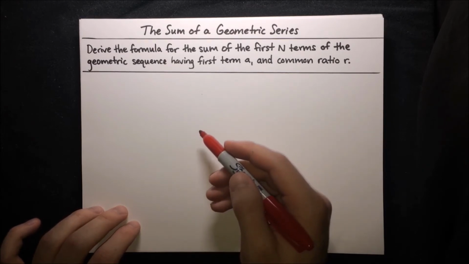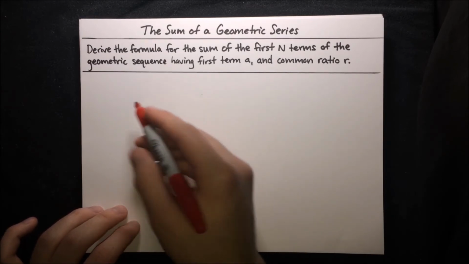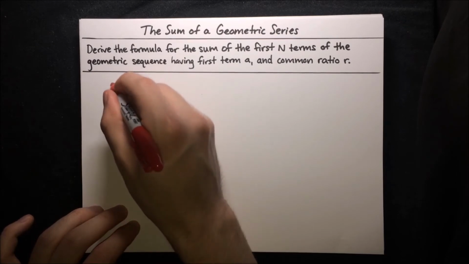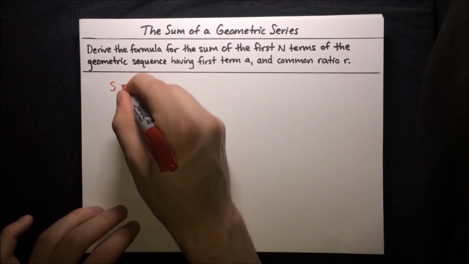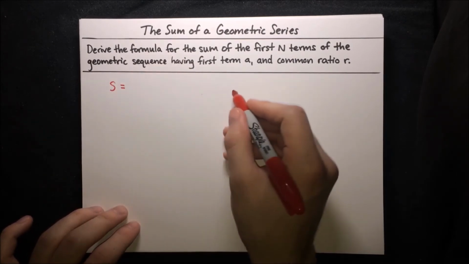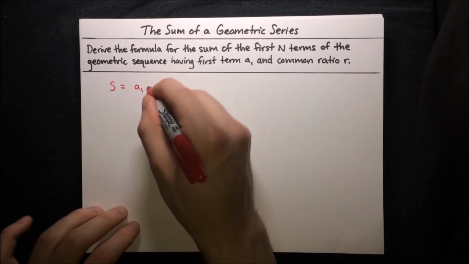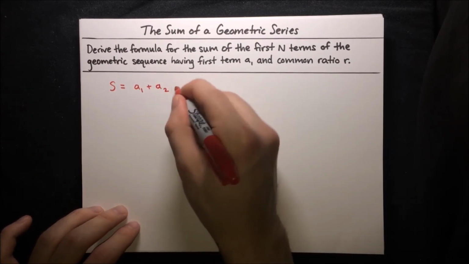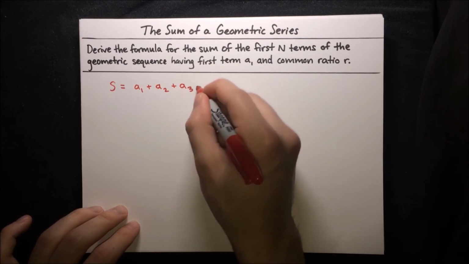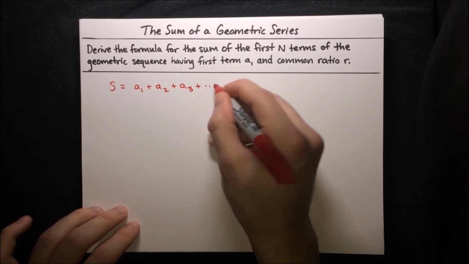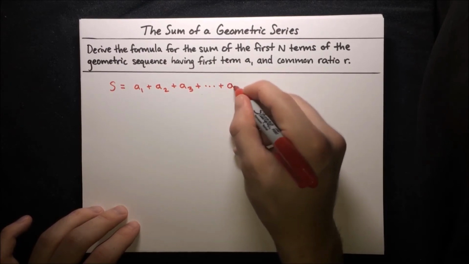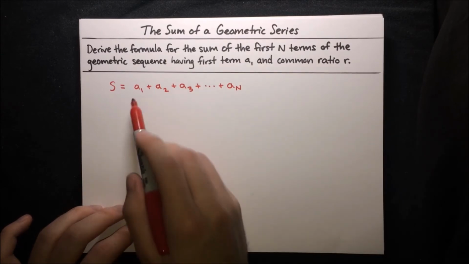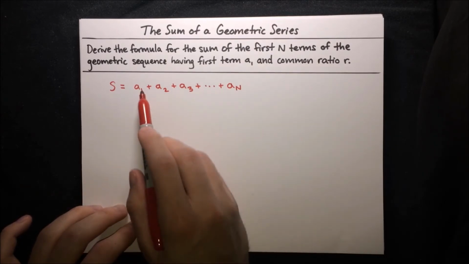Well, why don't we write down the most basic expression for the sum? We'll write that the sum, call it S, is just equal to all of the terms added together: a1 plus a2 plus a3 plus so on, all the way up to an. Now let's try to manipulate this expression a bit to simplify it.